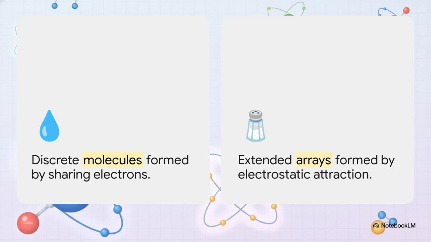But when metals and nonmetals interact, it's a whole different ballgame. They actually trade electrons entirely, becoming charged cations and anions. So instead of forming those neat little independent packages, electrostatic attraction snaps them together into these massive, extended, continuous arrays. Those are our ionic compounds.